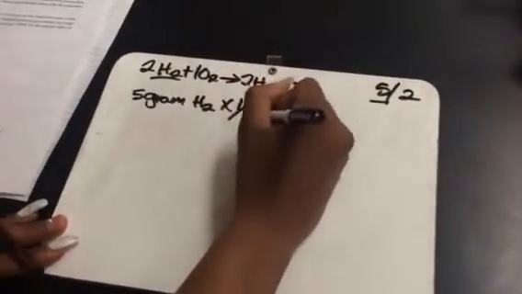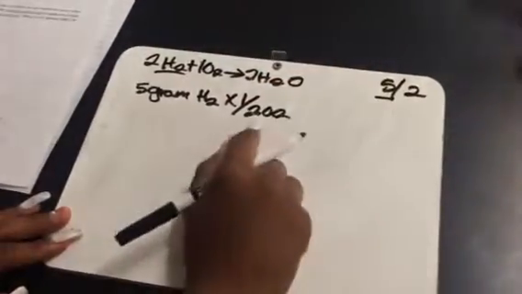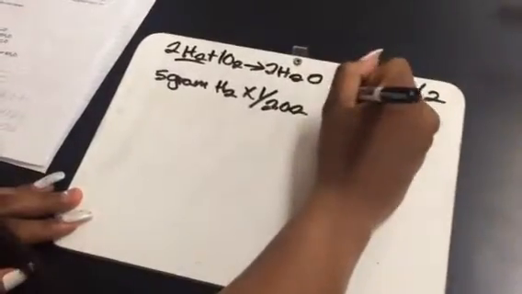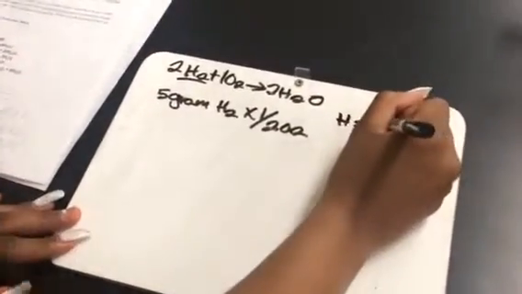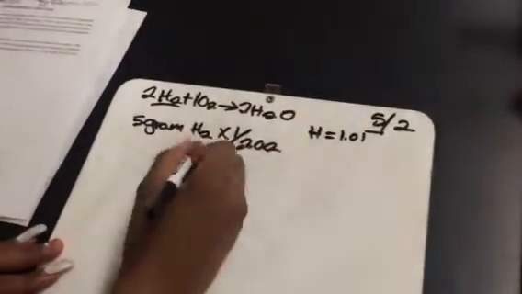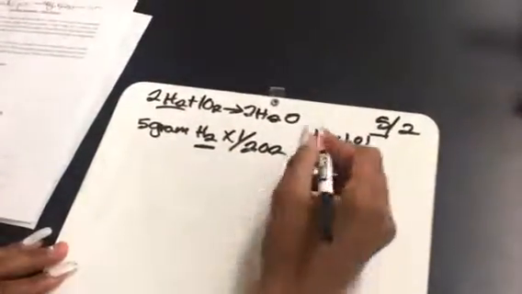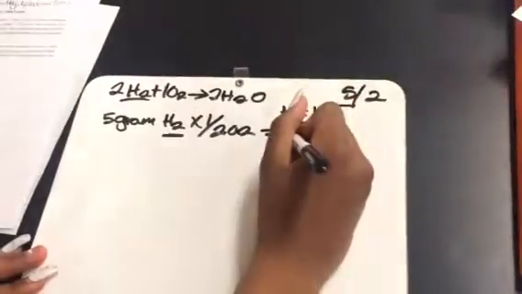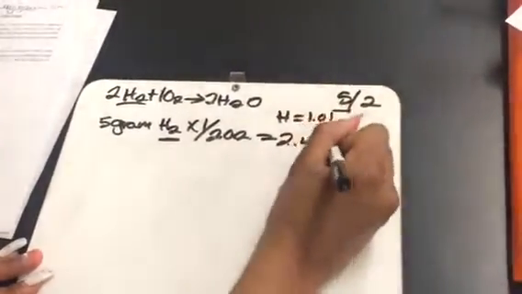So the first thing you want to do is write 5 grams H2 times 1 over 2.02. The reason why it's 2.02 is because hydrogen equals 1.01, and if you multiply that times 2, you'll get 2.02. So when you put that in the calculator, 5 divided by 2.02, you should get 2.47 grams.